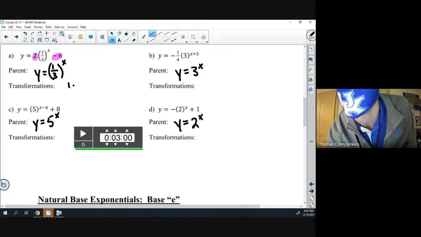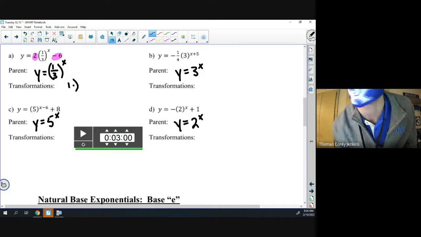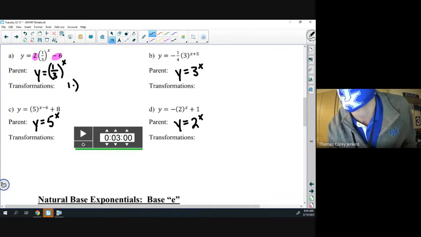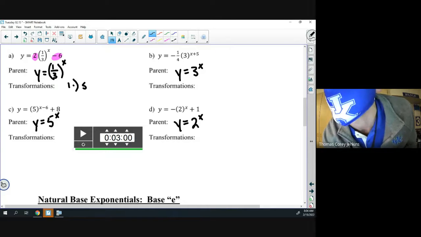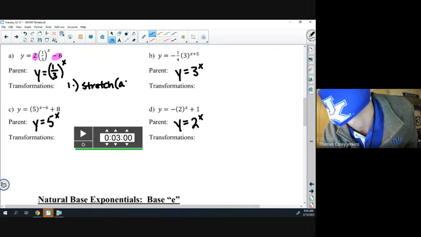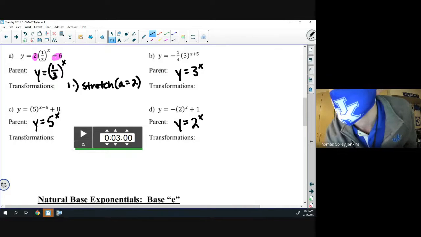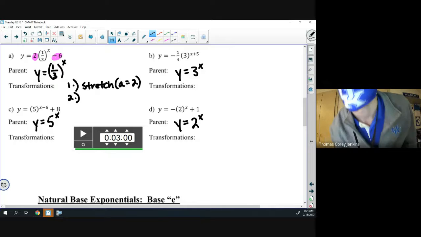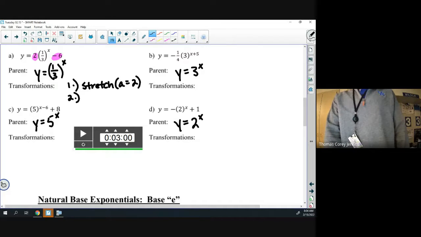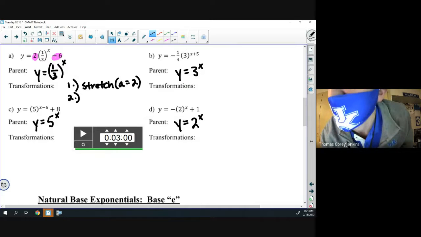So the first one, the 2, would be, anybody know? Stretch, very good. So that's a stretch, and I like to just say where a equals 2. And then what about the other one? What would that be? You can just blurt it out if you know it. Yeah, down 6. Very good. Thank you, Gretchen.